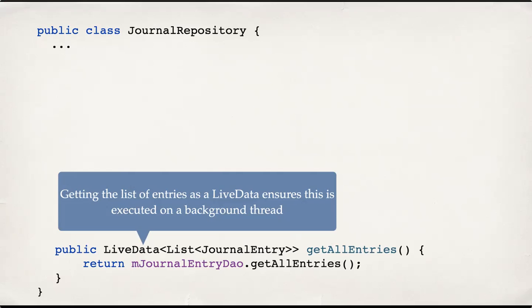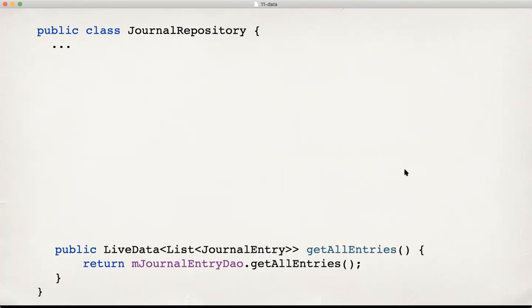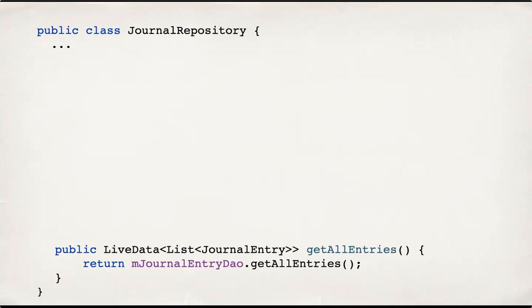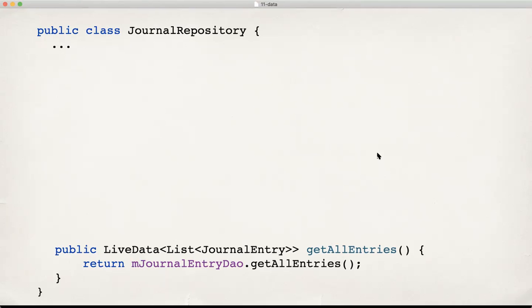So most of your get queries will be fine. You basically put its real return type into a live data, and that's it. You're good. But what about the insert query, right? Insert query did not have a live data as a return type; it was void. So how do you handle that?